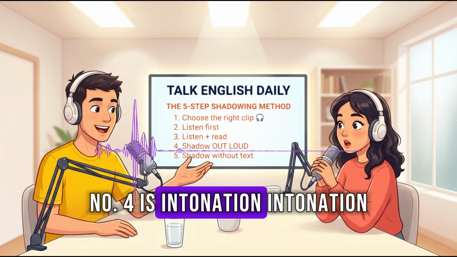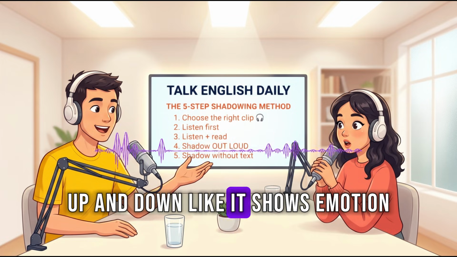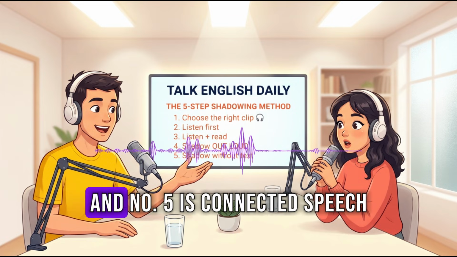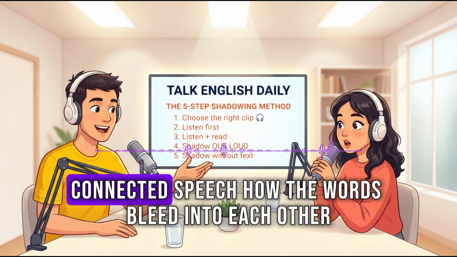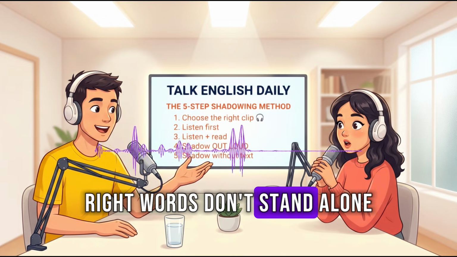Number 4 is intonation. That is the music of the language. The voice goes up and down, like it shows emotion, right? Exactly. And number 5 is connected speech. How the words bleed into each other. Right. Words don't stand alone, they connect.